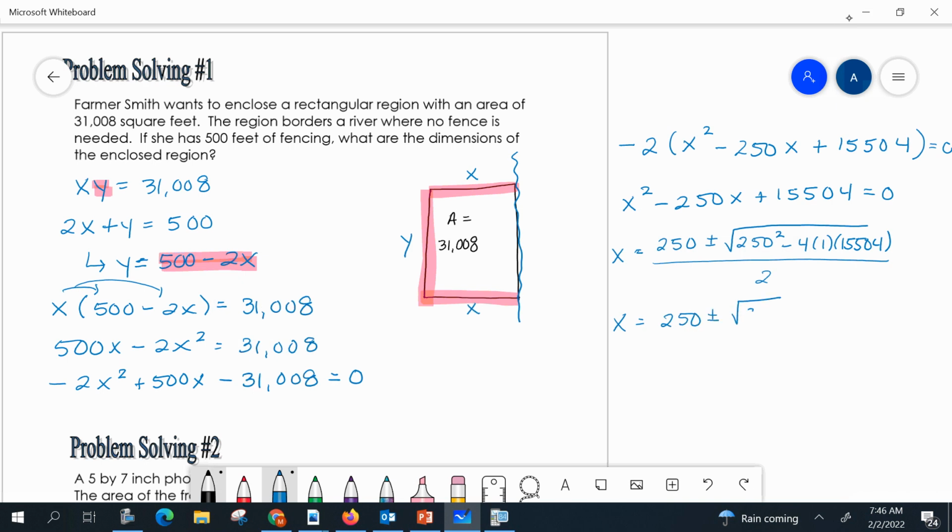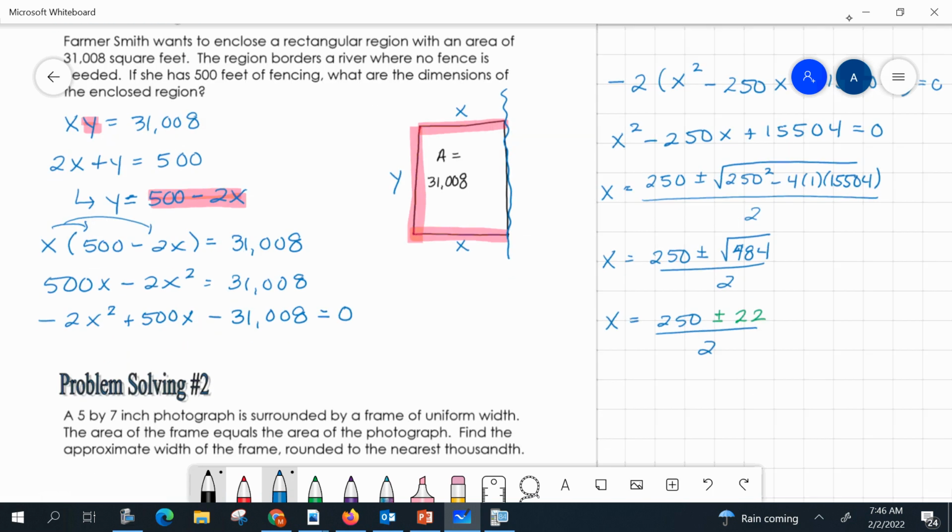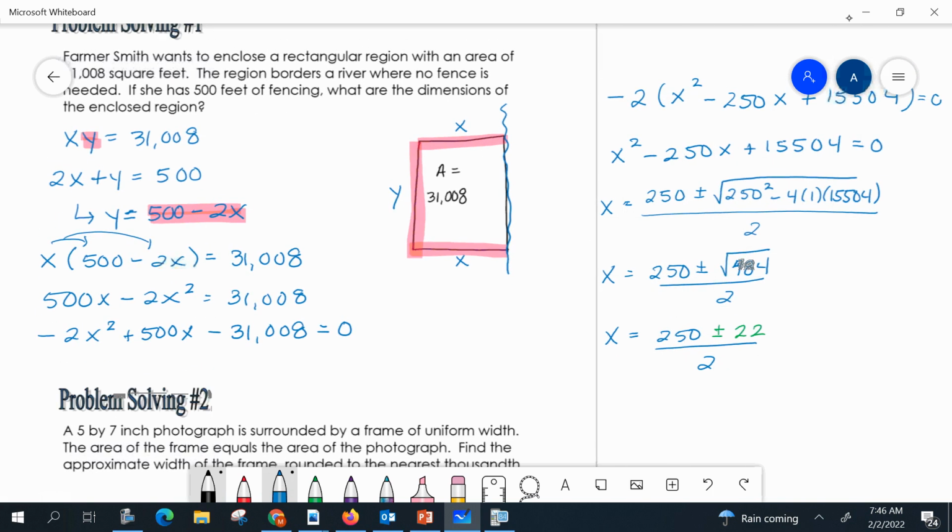250 plus or minus the square root of 484, divided by 2, and we can simplify further and write the square root of 484 as plus or minus 22, all divided by 2, which means that the answers are going to be rational. So one of the solutions is 250 plus 22 divided by 2, and the other one is 250 minus 22 divided by 2.